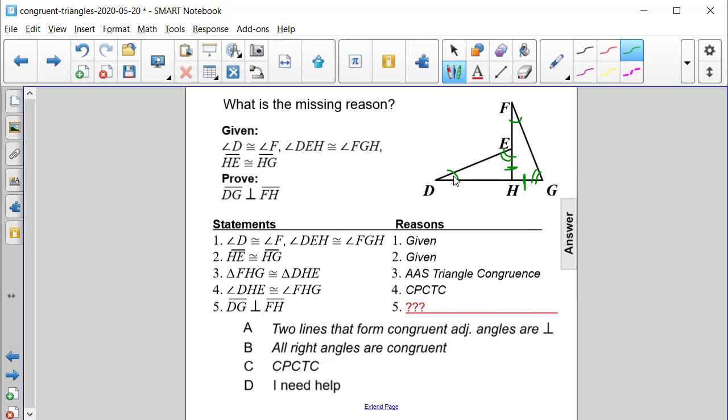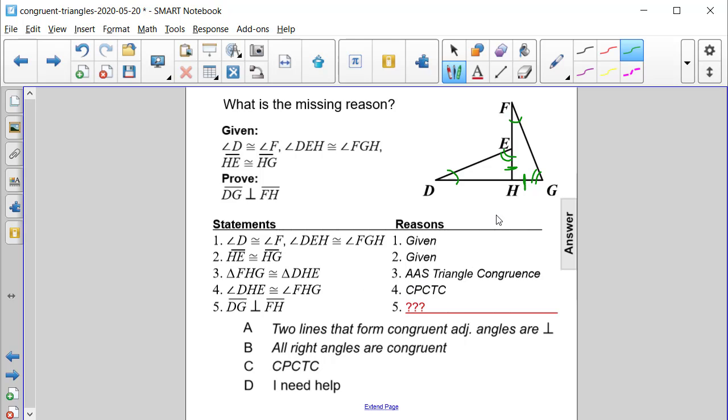And then because we have an angle and a side going in the same order in both triangles, we can say that these two triangles, triangle FHG is congruent to triangle DHE, and again, the order in which you name congruent triangles matters, by angle, side triangle congruence.